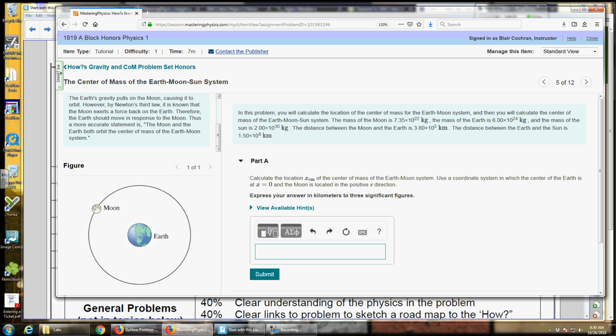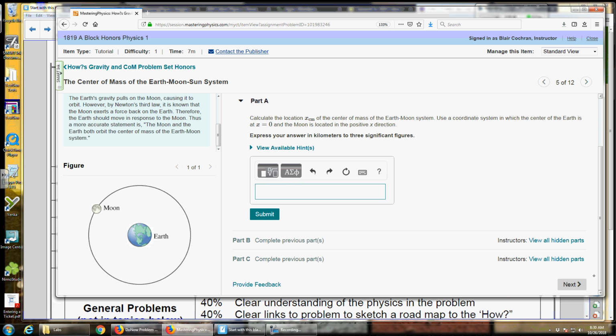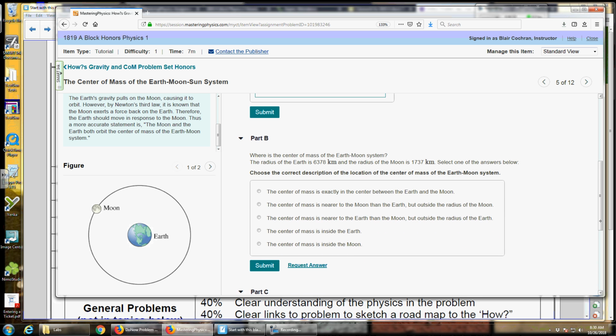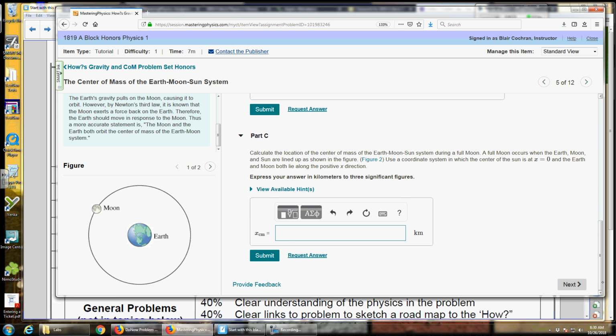And it gives us the mass of the moon, the mass of the Earth, the mass of the sun, the distance from Earth to Moon is this, and the distance from Earth to Sun is this. Alright? The Earth is at x equals 0, and the moon is located in the positive x direction. And then let's view all hidden parts here. And then calculate the location of the center of mass during a full moon. The full moon occurs when the Earth, Moon, and Sun are lined up as shown in the figure.